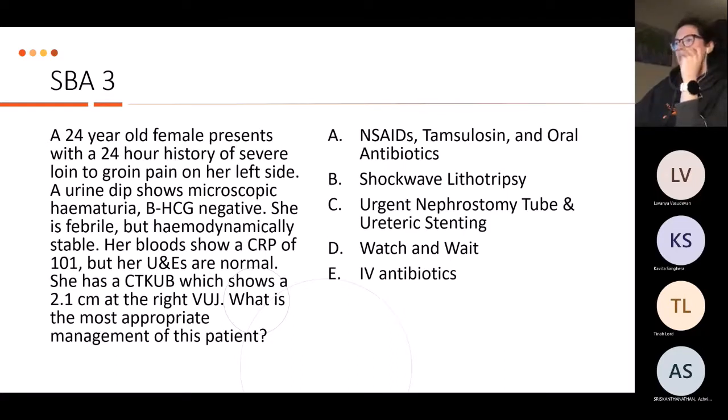So basically the red flags here are that this patient has got a large stone, so an obstructing stone, and they've got evidence of infection. And whilst the renal function is okay at the moment, it likely will deteriorate very quickly. And so this would be someone that you would consider for urgent decompression, so nephrostomy tube and ureteric stenting.